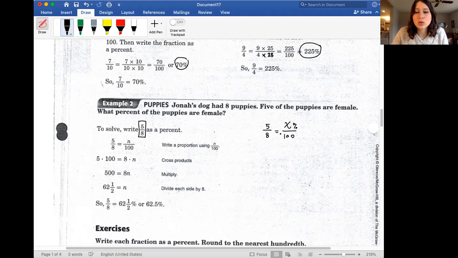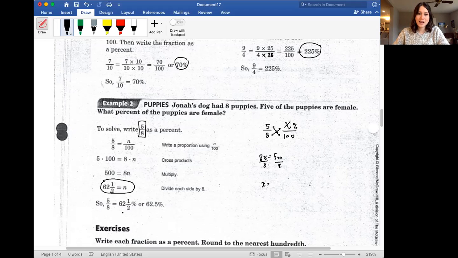and cross multiply. So we can multiply 8 times x and then 5 times 100. 5 times 100 is 500. Now we can solve this algebraically by dividing 8 on both sides. And when we divide by 8 on both sides, they actually did this over here for us, but it's 62.5. So it's 62.5% is what 5/8 is.